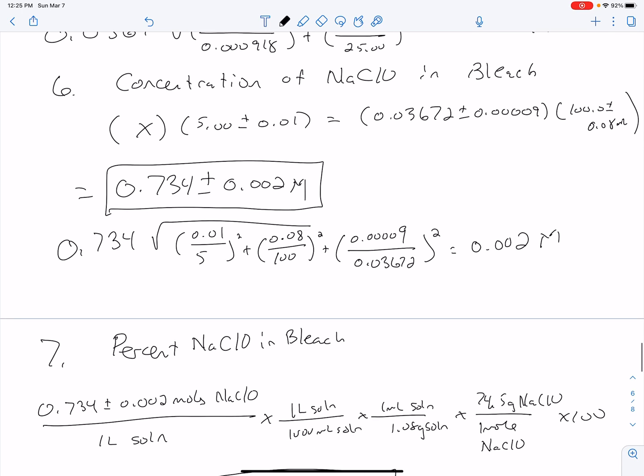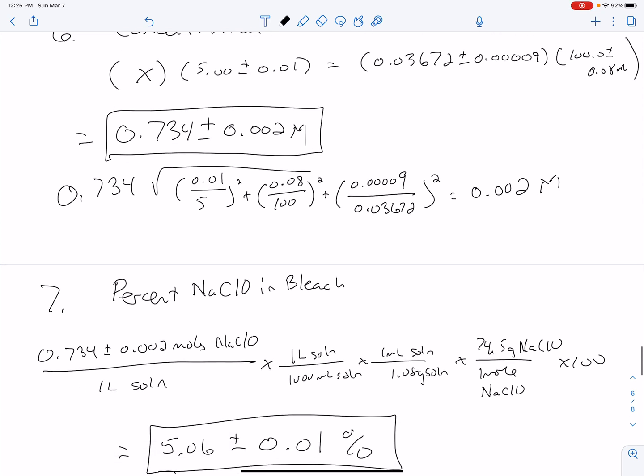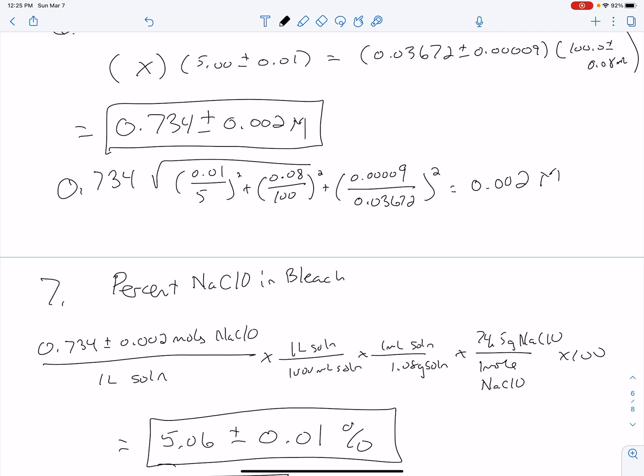Now the percentage. I took the concentration, the moles per liter. 1,000 milliliters a liter, 1.08 grams of solution is a milliliter of solution. So when you look at this, the moles cancel, the liters cancel, and the milliliters cancel, so I have grams of solution in the denominator. 1 mole of NaClO is 74.5 grams. The moles cancel, so now I have my grams of bleach, or NaClO, sodium hypochlorite, per gram of bleach solution.